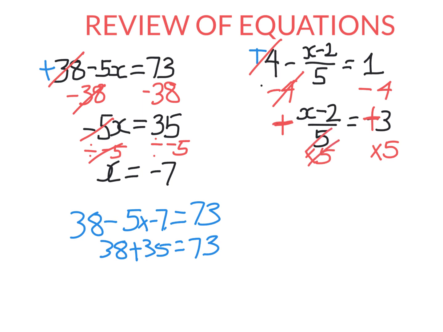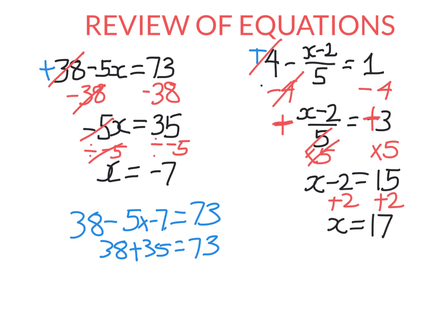Divide, 5 times 5 cancel out. So I've got x minus 2 equals 3 times 5, which is 15, and then you undo subtracting 2 by adding 2. Once again, what you do to one side, you must do to the other. My final solution here is 17.